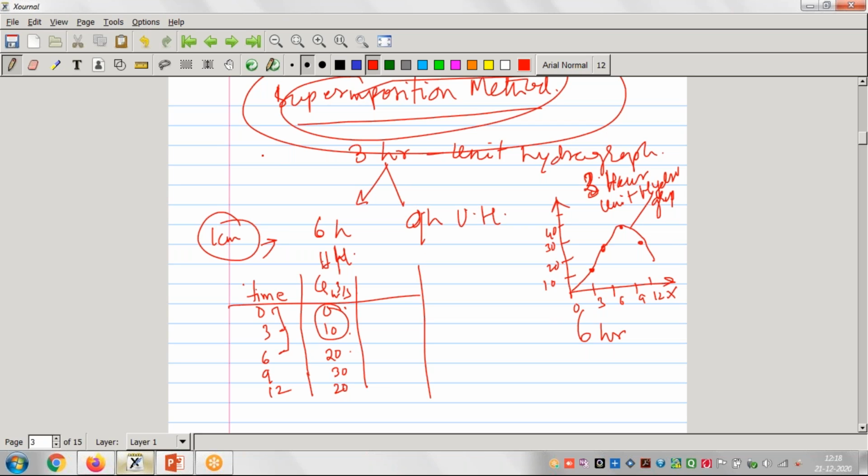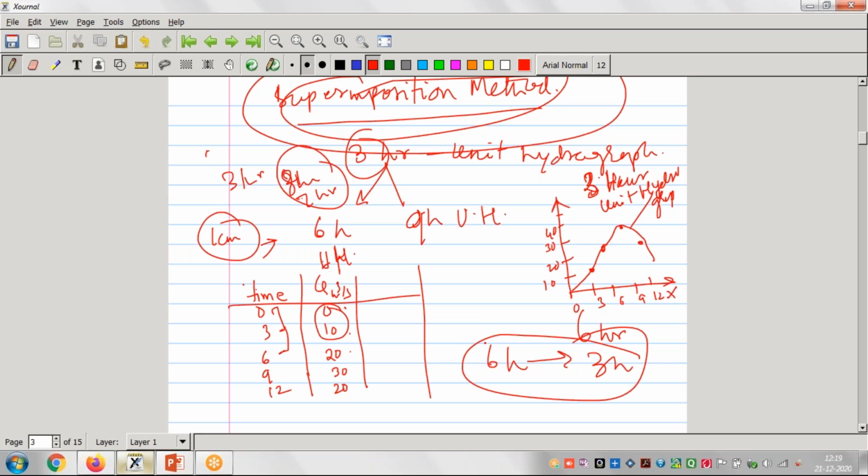When we prepare a hydrograph from the 3 hour one, say for 6 hours or 9 hours, it is not compulsory to be a multiple. We can prepare for 8 hours, or say 7 hours also, right? But when we have to prepare the hydrograph for 3 hours from a 6 hour one, then we cannot use this method. We can use the S curve method.